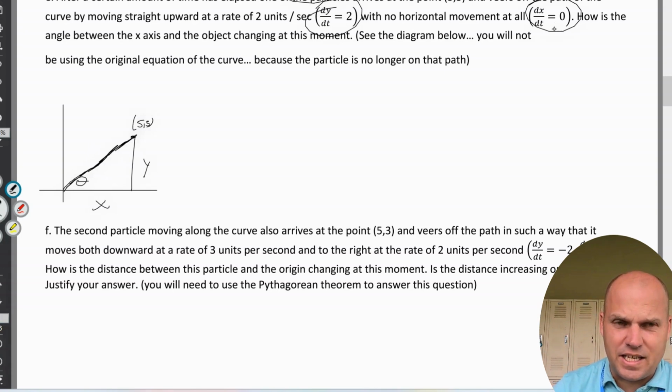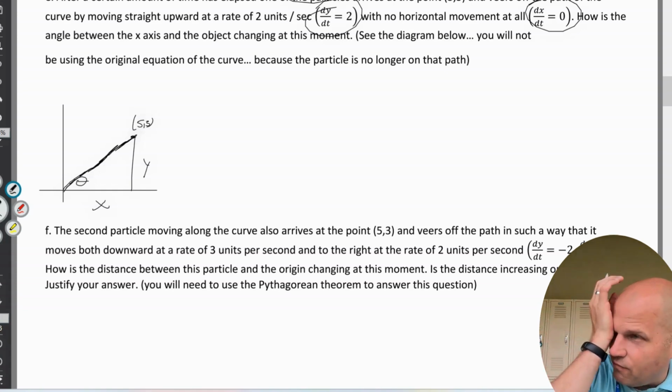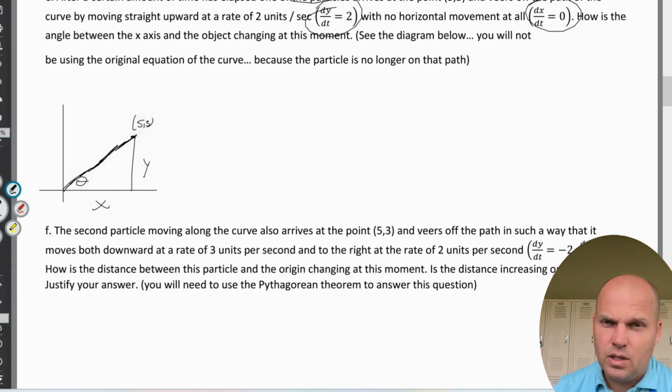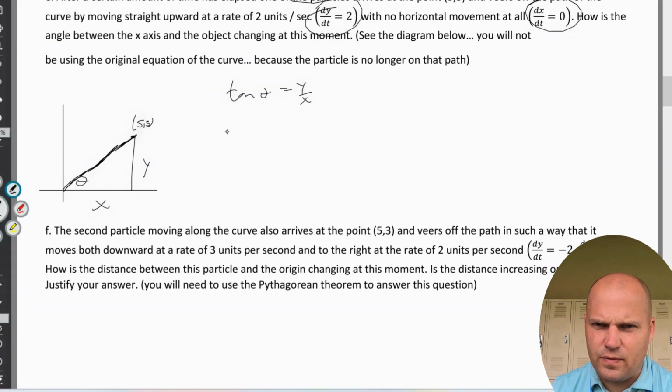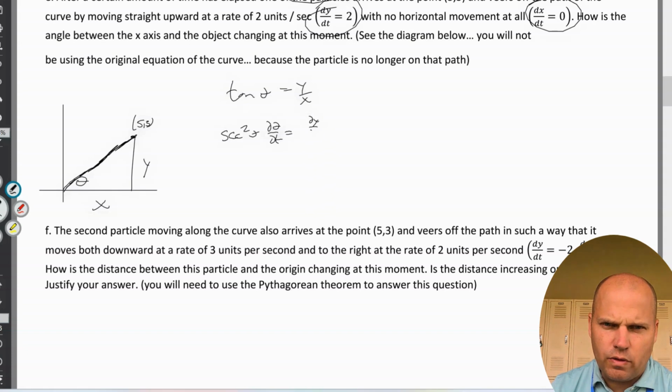Since I have dy/dt and dx/dt, I'm going to use tangent because tangent involves y's and x's. I set up tangent of theta equals y over x. I take the derivative. Tangent of theta's derivative is secant squared theta d theta/dt. Y over x, use the quotient rule. Derivative of the top times the bottom minus the derivative of the bottom times the top, all over the bottom squared.